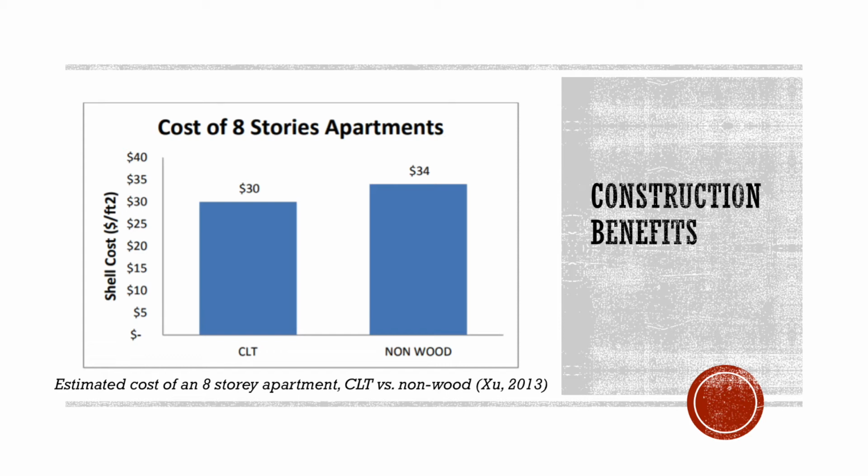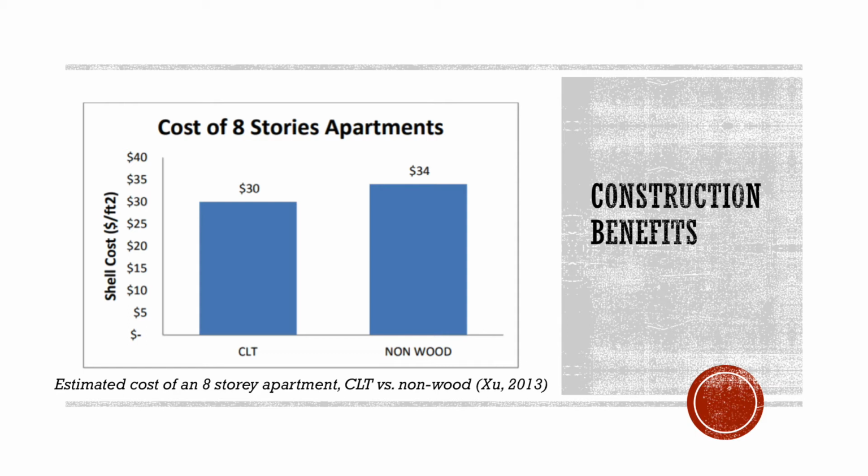A very significant advantage to using CLT panels is the ability to prefabricate entire core structures. The highest cost for any construction project is often the on-site labor, and the ability to prefabricate saves time and money for the contractors involved.